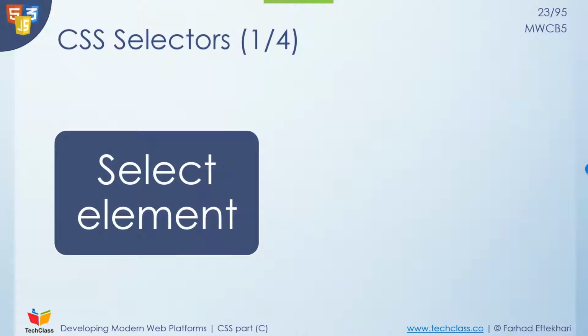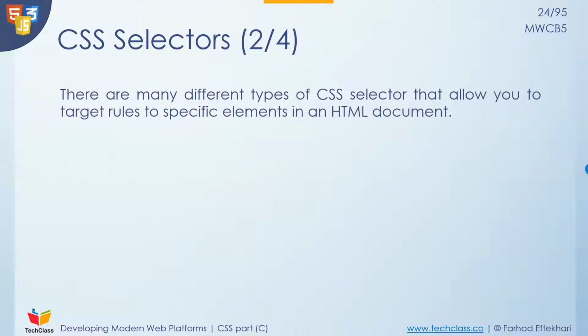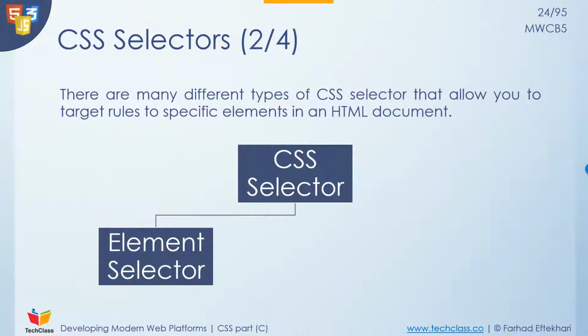Now let's talk about CSS selectors. We need to first select an element in HTML and then apply style. This is how it works. And this is a very easy concept, but we're going to make sure that we fully understand it in order to apply those styles to our elements as well. So there are many different types of CSS selectors that allow you to target rules to specific elements in an HTML document. Here you can see we have element selector.